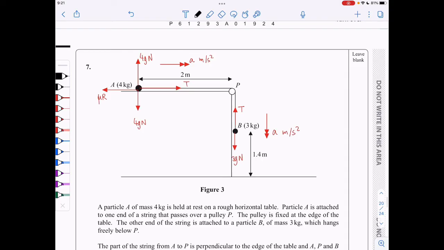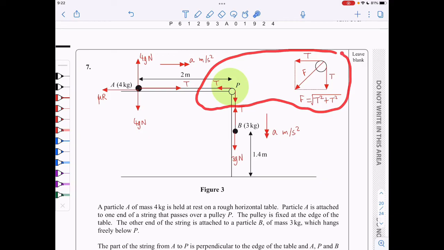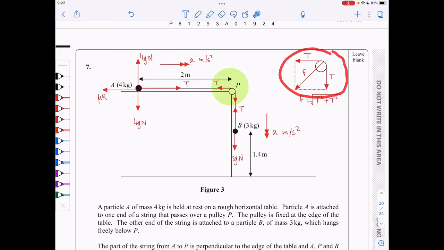Let's look at the pulley. If we consider what the pulley is feeling, this is exactly what's happening here. The pulley is feeling a tension pointing downwards and an equal magnitude tension to the left. So I could enlarge this here, and it would look something like this. This is an isosceles triangle of sides T and T, and the resultant is the diagonal here, what I have called F, which by Pythagoras' theorem is simply given by the square root of T squared plus T squared.